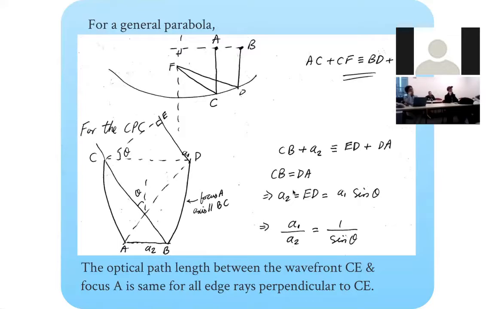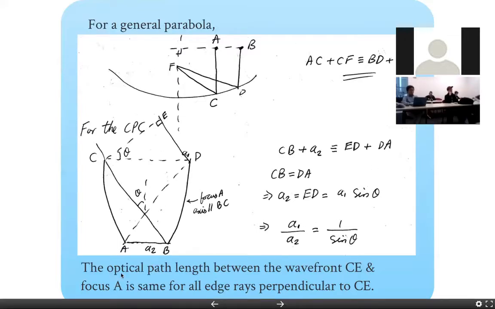And you will see this trade-off again and again as we talk about concentrators. Now, the whole derivation here is based on this idea that the optical path length between the wavefront CE and the focus A is the same for all edge rays perpendicular to CE. In other words, CE represents the wavefront of light coming in. So, if you draw any ray which is perpendicular to the wavefront, it needs to end up at A, the focus. So, you add up the optical path lengths of any of these lines, they should all be equal. It's based on that principle.